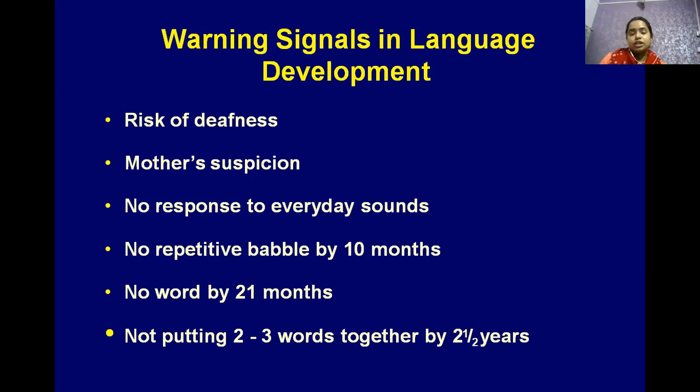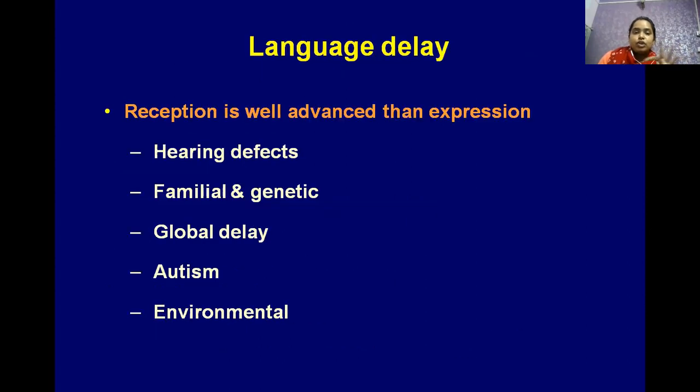So it is important to identify that warning or alarming sign in language development. So language delay is when reception is well advanced over expression. So here language delay may be due to hearing defect, familial or genetic defect, global delay, autism or mental retardation, or environmental reasons.